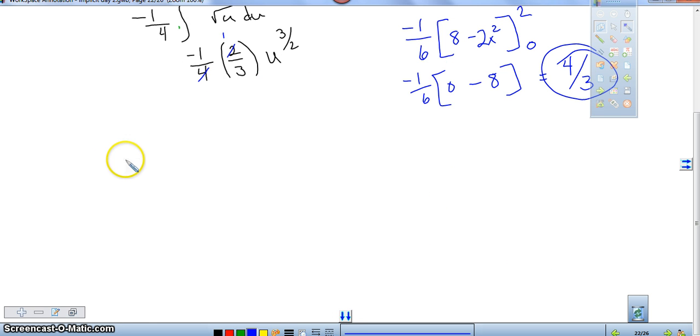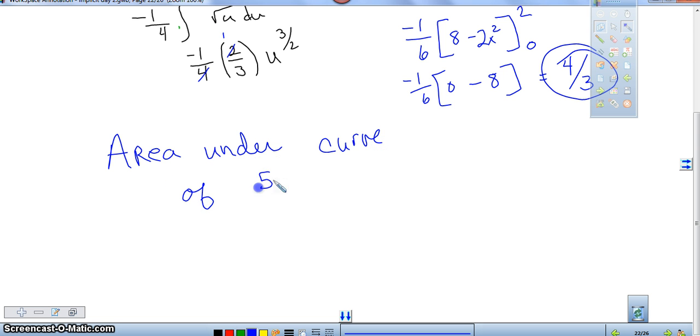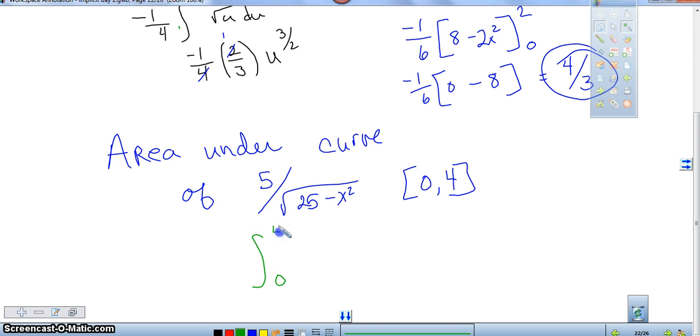Okay. What if you want to find the area under the curve of 5 over the square root of 25 minus x squared on the interval from 0 to 4? Well, this would be the same thing. You can graph this, but it's basically just a definite integral from 0 to 4 of the function 5 over the square root of 25 minus x squared dx, because you're adding up all those little areas.